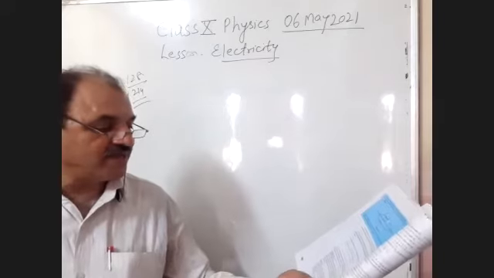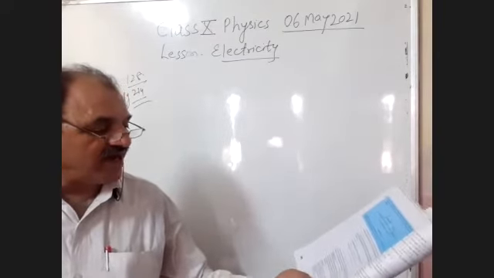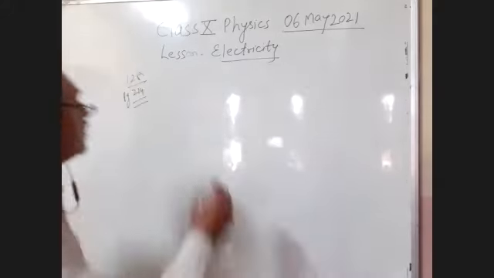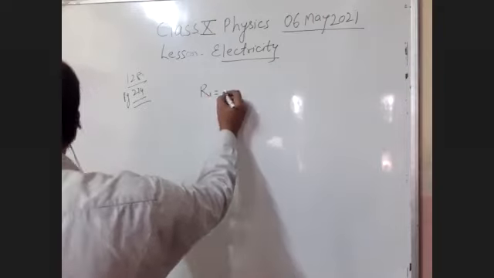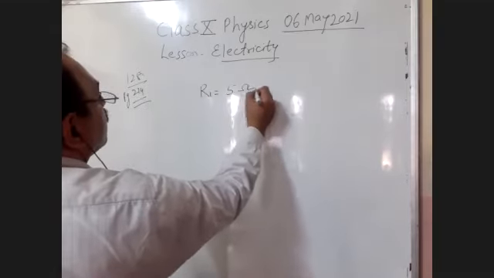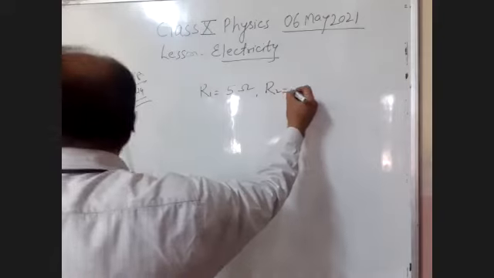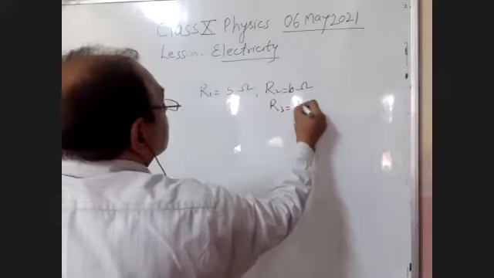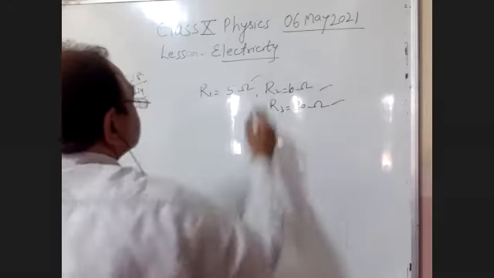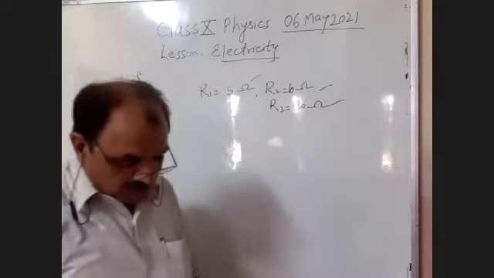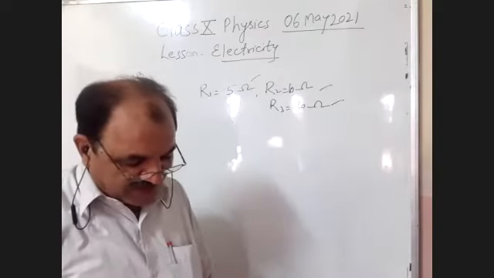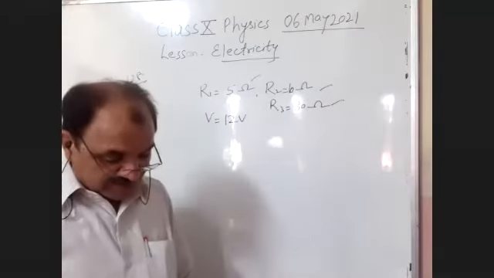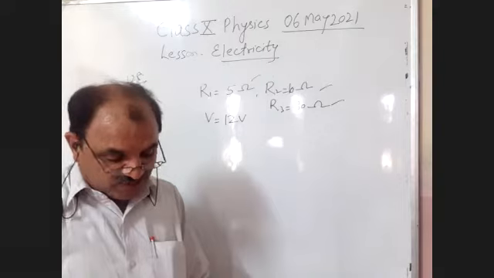In the circuit diagram, suppose the resistances R1, R2, R3 have values 5 ohm, 10 ohm and 30 ohm. So R1 is equal to 5 ohm, R2 is 10 ohm and R3 is 30 ohm. Is it clear, students? Three values are given. Respectively, they have been connected to a battery of 12 volt. The potential difference is 12 volt. Now, calculate the current through each resistance.